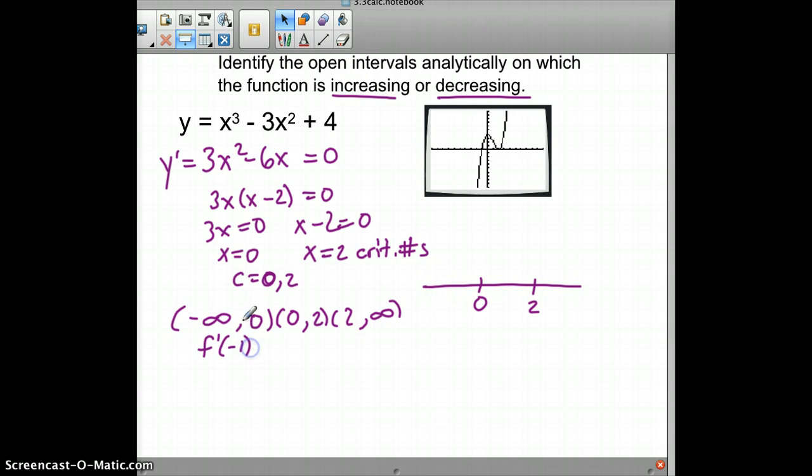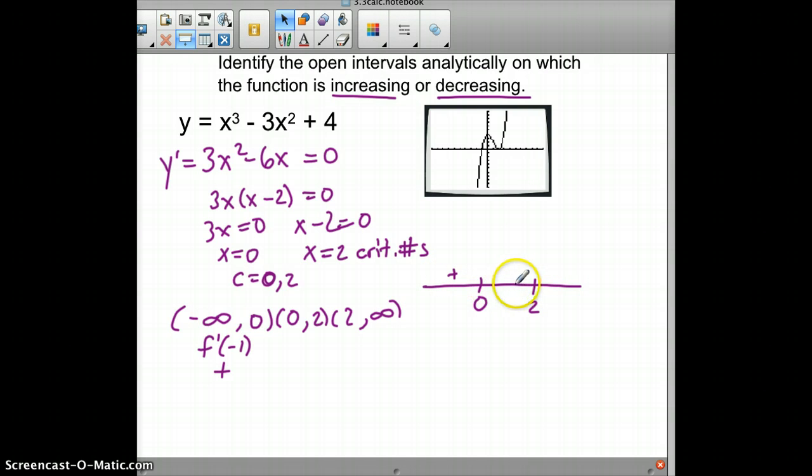If we take negative 1 and put it in our derivative, negative 1 squared is 1. 3 times 1 is 3. Minus 6 times negative 1, so that's going to be plus 6. So that's 9. I don't really care about the exact value. I just care if it's positive or negative. And so it's positive. How about a number between 0 and 2? If you prefer a number line, you can just write a positive above there.